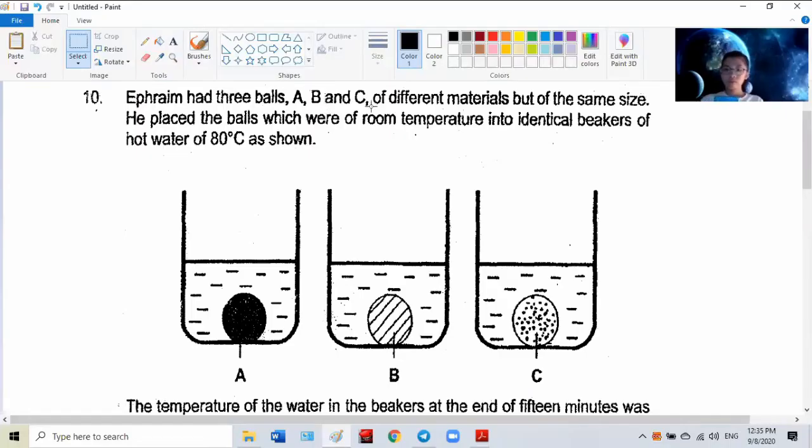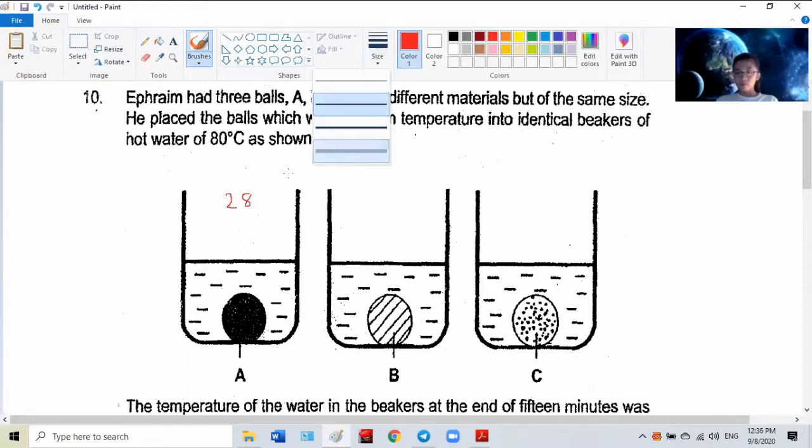Prime had three balls, A, B, C of different materials, but same size. We place the balls, which were at room temperature. Room temperature means all of them were 28, isn't it? So I write here, all of them were 28 when they began. So all of them were 28 degrees, 28 degrees, 28 degrees when they began, right?